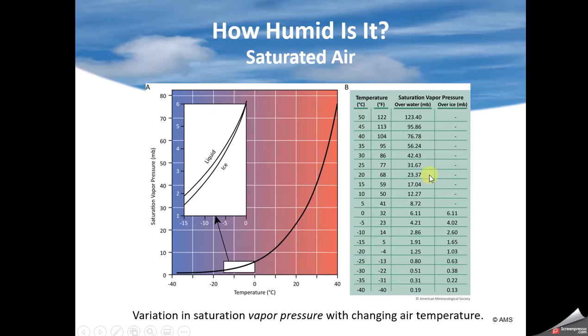And oh yeah, if you look when it gets down below freezing, you have a vapor pressure over water and a vapor pressure over ice. You'll notice the vapor pressure over ice is different. It's slightly lower. So actually, vapor can go into an ice state quicker and easier than it can go into a water state.